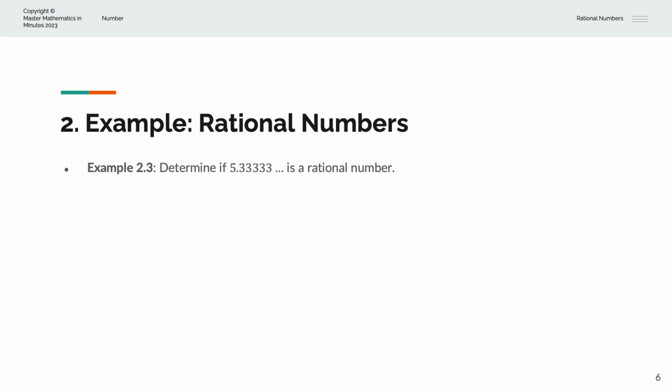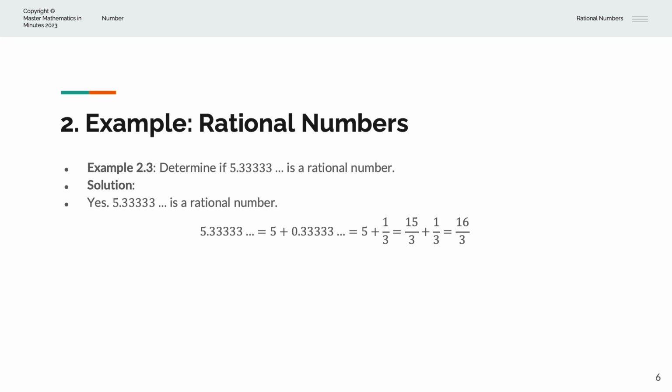In the third example, we're asked to determine if 5.3 recurring is a rational number. Yes, 5.3 recurring is a rational number. 5.3 recurring can be rewritten as 5 plus 0.3 recurring. We'll copy the 5 across, and we can rewrite 0.3 recurring as 1 over 3. So 5 can be rewritten as 15 over 3, and we'll copy the 1 over 3 across. Simplifying that, we have 16 over 3. So essentially, we have an integer divided by an integer, and 3 is not equal to 0. And so 5.3 recurring is a rational number.